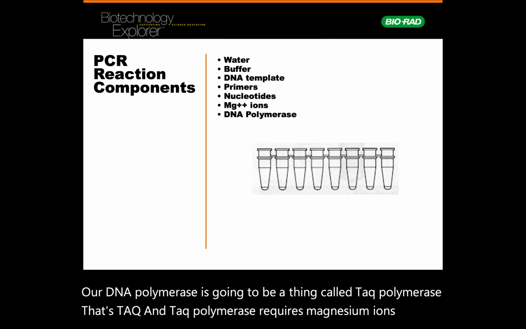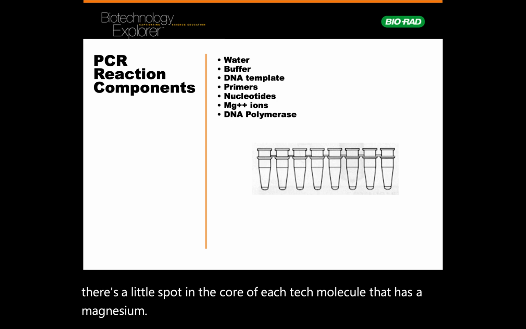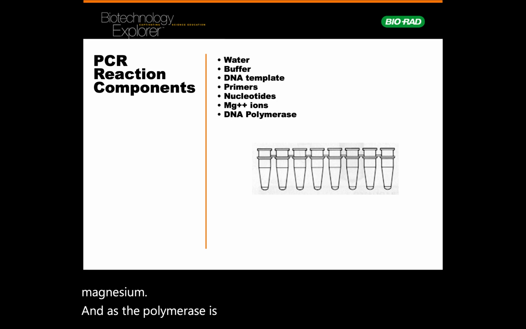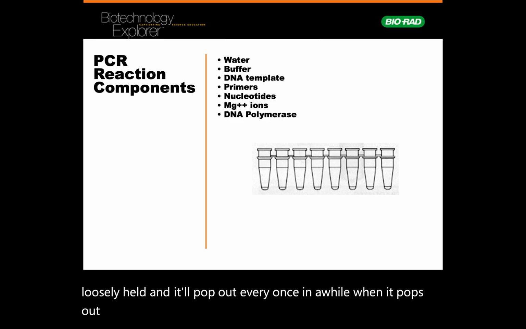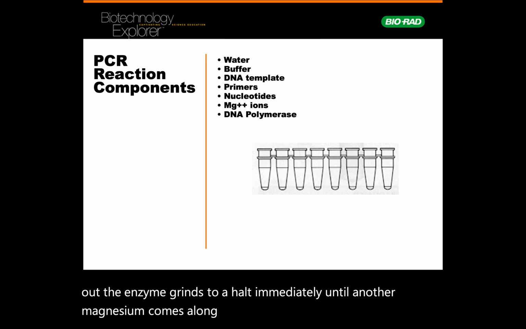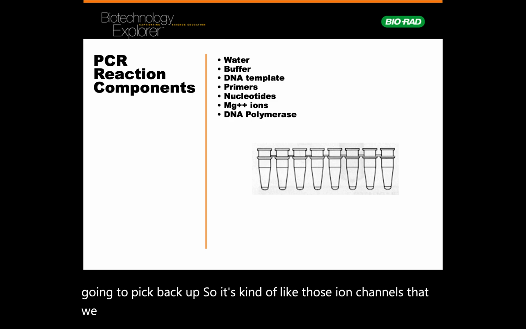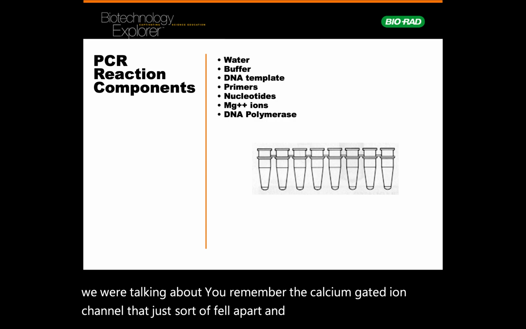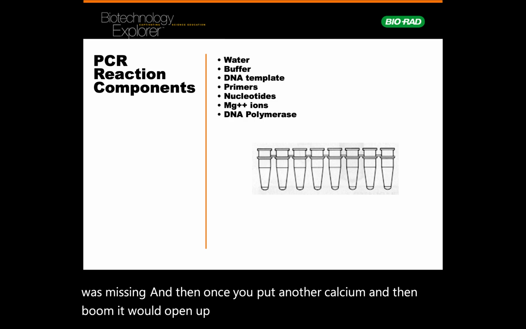Taq polymerase requires magnesium ions. And so there's a little spot in the core of each Taq molecule that has a magnesium. And as the polymerase is working, that magnesium is kind of loosely held, and it'll pop out every once in a while. When it pops out, the enzyme grinds to a halt immediately until another magnesium comes along and slots in, and then the enzyme's going to pick back up. So it's kind of like those ion channels that we were talking about. Do you remember the calcium-gated ion channel that just sort of fell apart and snapped shut every time calcium was missing? And then once you put another calcium in, then boom, it would open up again. Yeah, kind of like that.